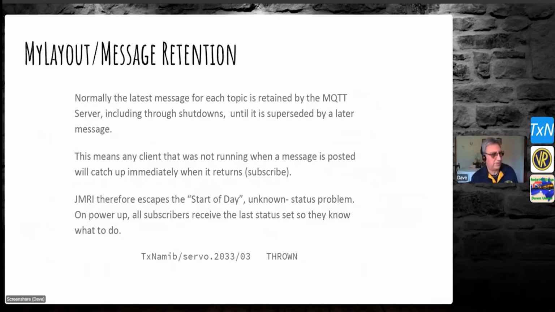Now, one of the advantages of that is if JMRI shuts down, or if the microprocessor shuts down, when it starts up again, it sees that message, so it knows what the state is supposed to be. So at the start of the day, there is often a problem with unknown status of things. Once they connect to the broker, they get told what the status should be. So they get straight back into business.